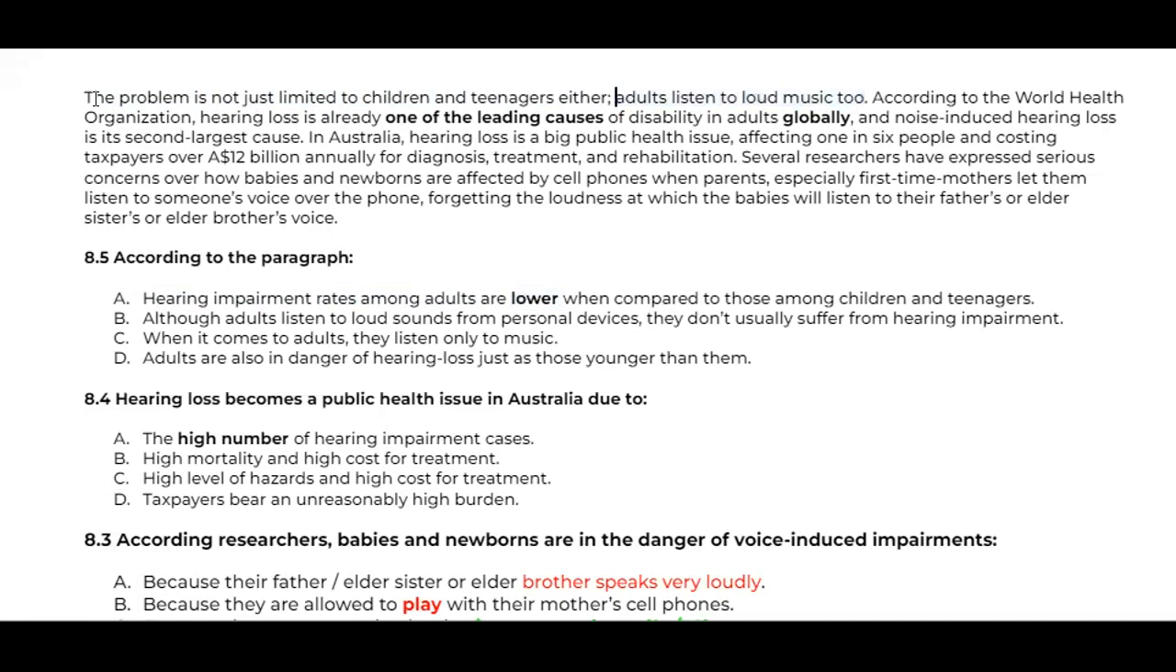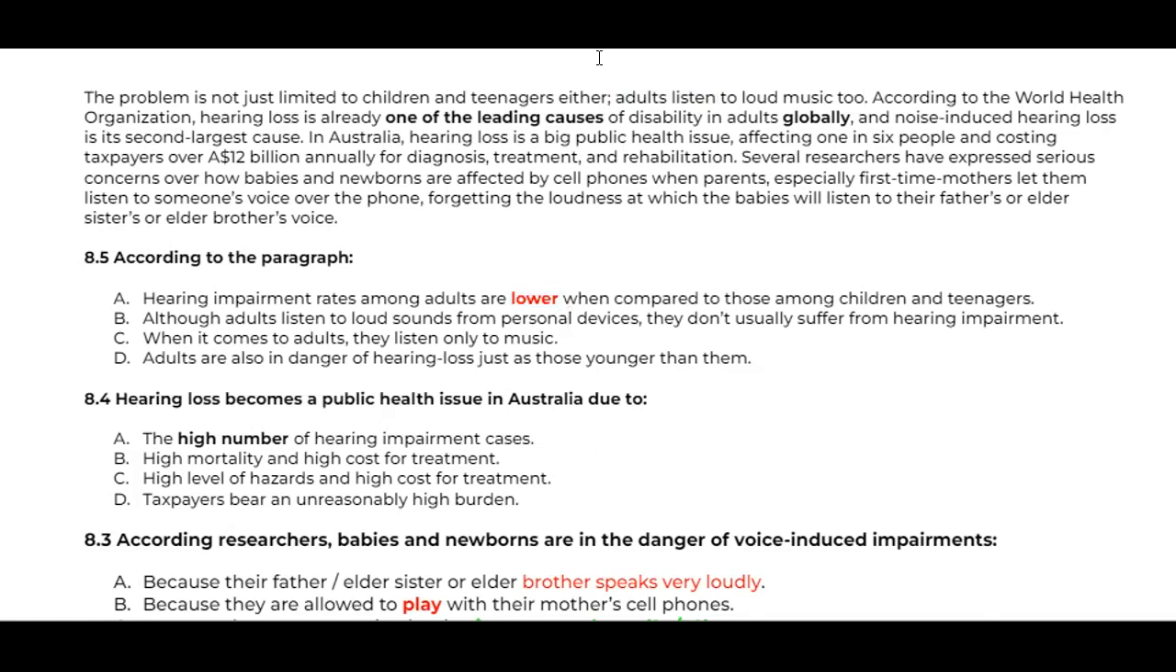So maybe when you read this sentence, since adults come after this area, you may feel that this is less important and that is more important, according to this paragraph, not according to your common sense. Adults listen to loud music too. So there is no comparison here. Lower, higher, faster, no comparison is here. So we are eliminating that.